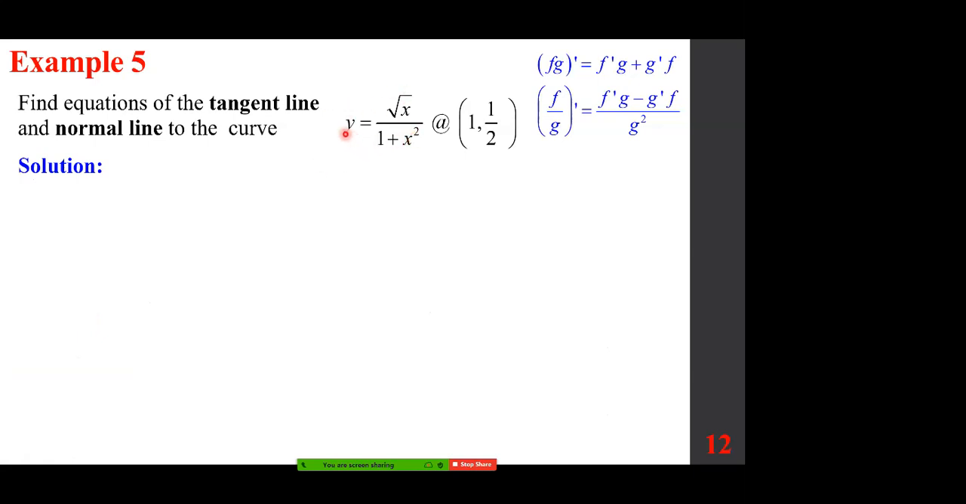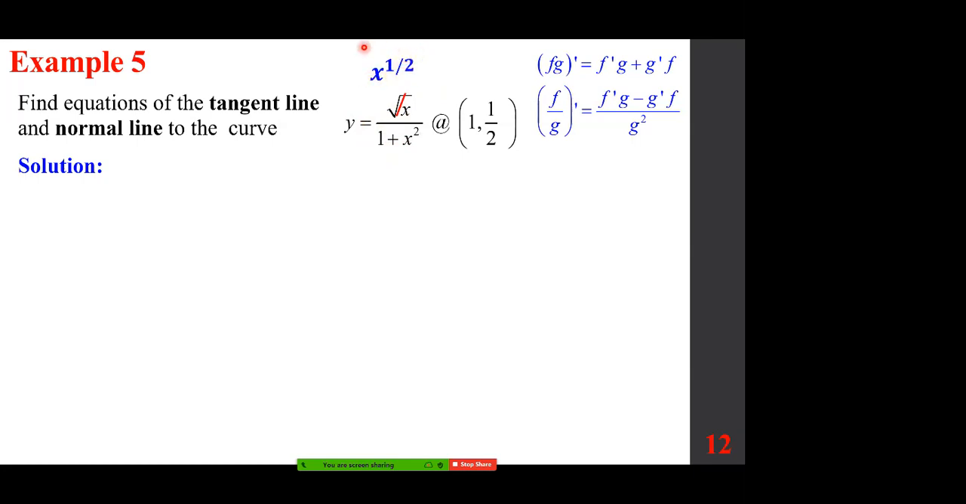So y equals square root of x over 1 plus x squared. The very first thing we do, square root of x, we change it to x to the power of 1/2, because this way it makes life easier to do. Okay. Now we want to differentiate this. F prime, remember the top is the f function, the bottom is the g function, so we need the derivative of the top.